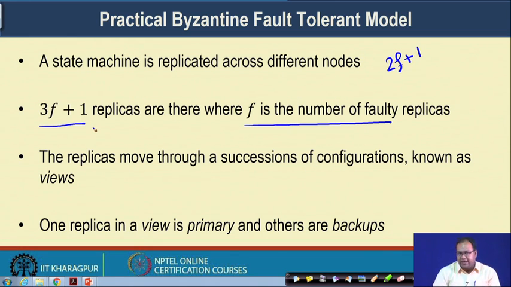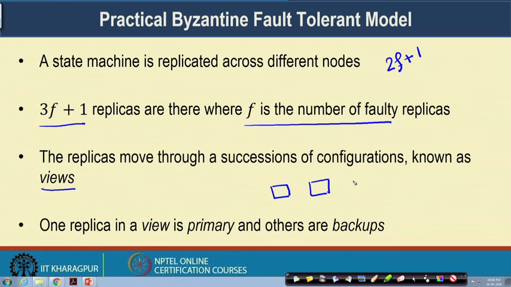But why do we require 3f plus 1 replicas? At a point while we will be discussing the algorithm, I will discuss this particular assumption: to ensure tolerance of f faulty replicas, why do we require 3f plus 1 replicas, which will ensure you having consensus in the system. Now, these replicas move through a succession of configurations known as views. So, these views are something like this. If you try to map it to the Byzantine generals model, we have a commander and individual lieutenants. Similarly, among these replicas, we have one primary and multiple other backups. That way, this setup of the primary and the backups, we consider as a single view.